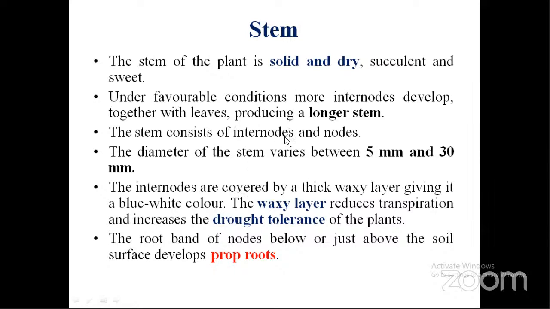Because sorghum, maize, bajra, these are all very tall plants. They may bend to one side, which reduces the yield and increases pest infestation. But these prop roots or brace roots give support and anchorage at the base of the plant, such that they won't bend.